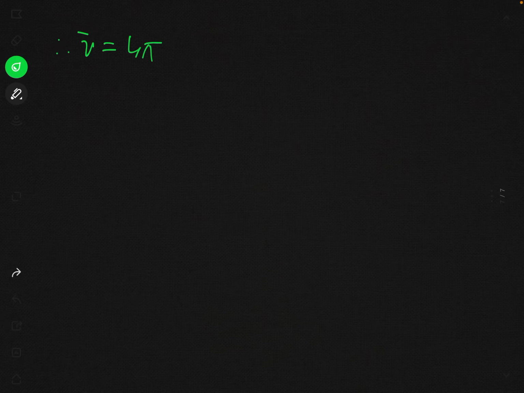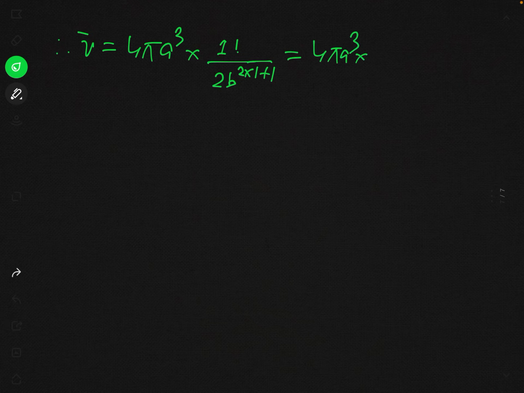4 pi a cube times n factorial. N factorial means here 1 factorial over 2b raised to the power n plus 1. Sorry, here is not 2n plus 1, but there is n plus 1. And you know that n is in this case equal to 1. So this is 1 plus 1, and so this is 2b square, with 1 factorial being simply 1.